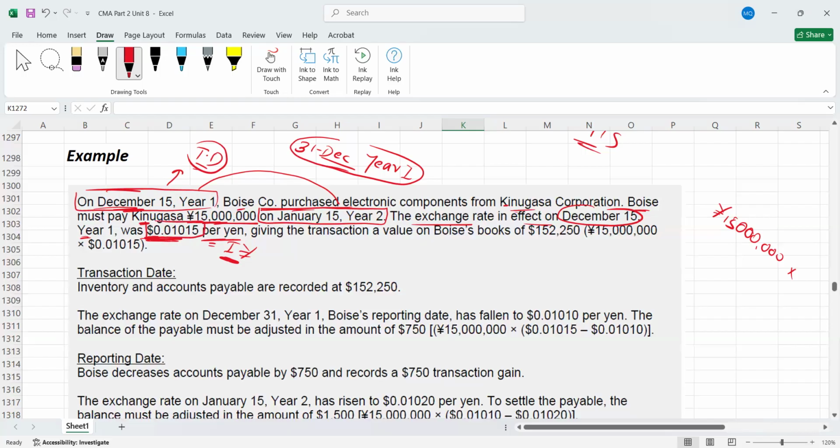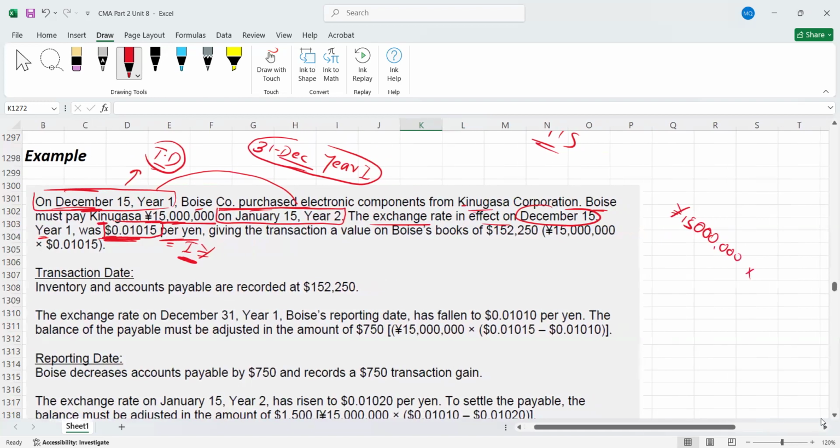1 yen equals this much dollar. So we will multiply here. I will also explain some. So what's the rate? Rate is 0.01015. Okay. Now please remember this is the yen and this rate is in the dollar.